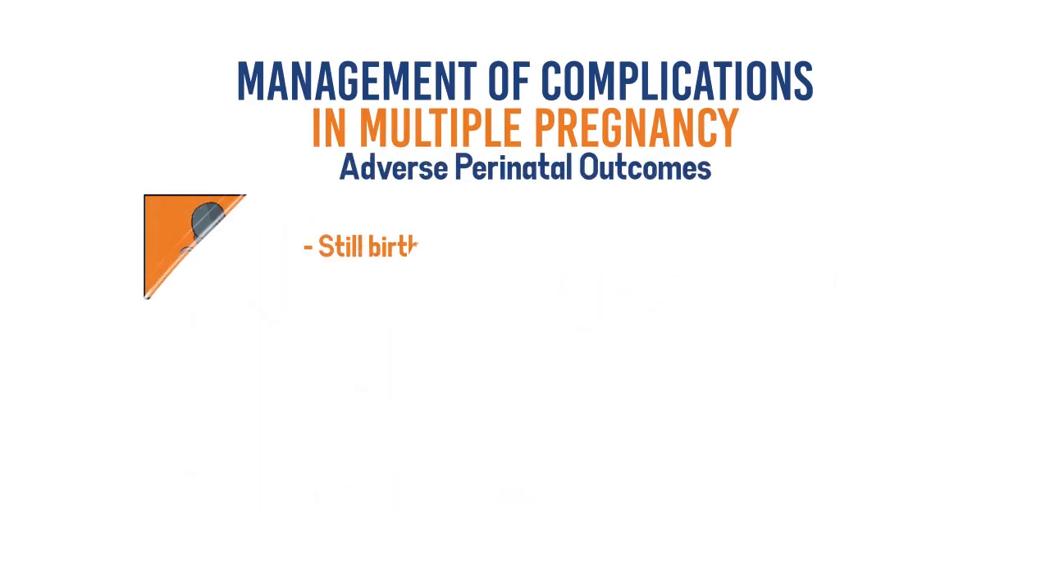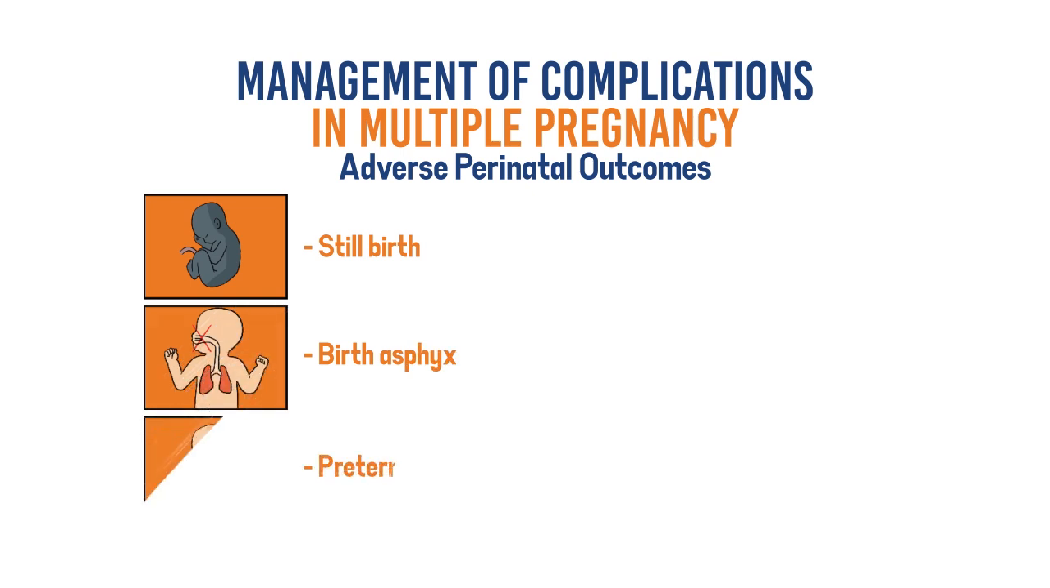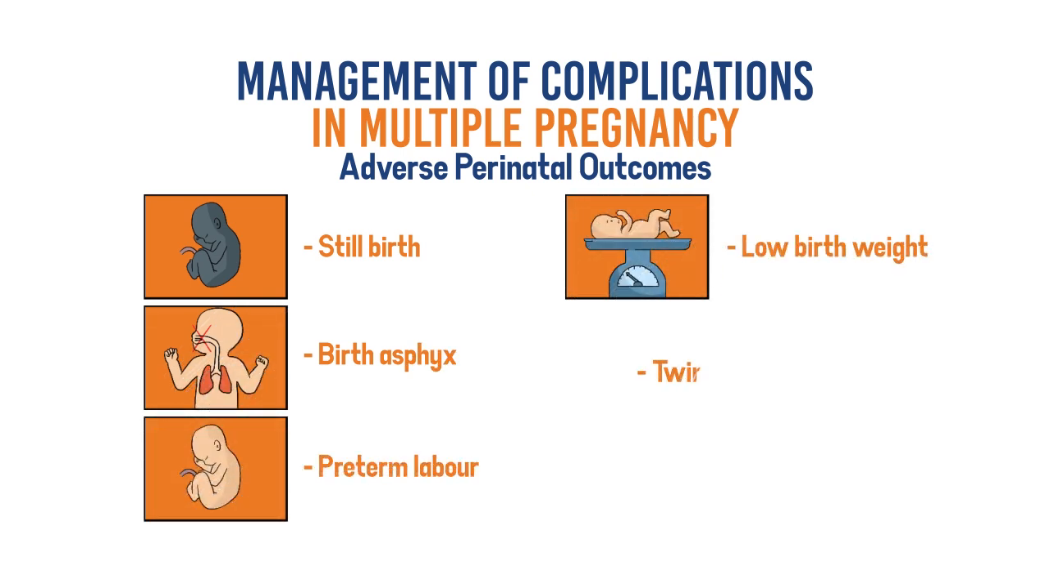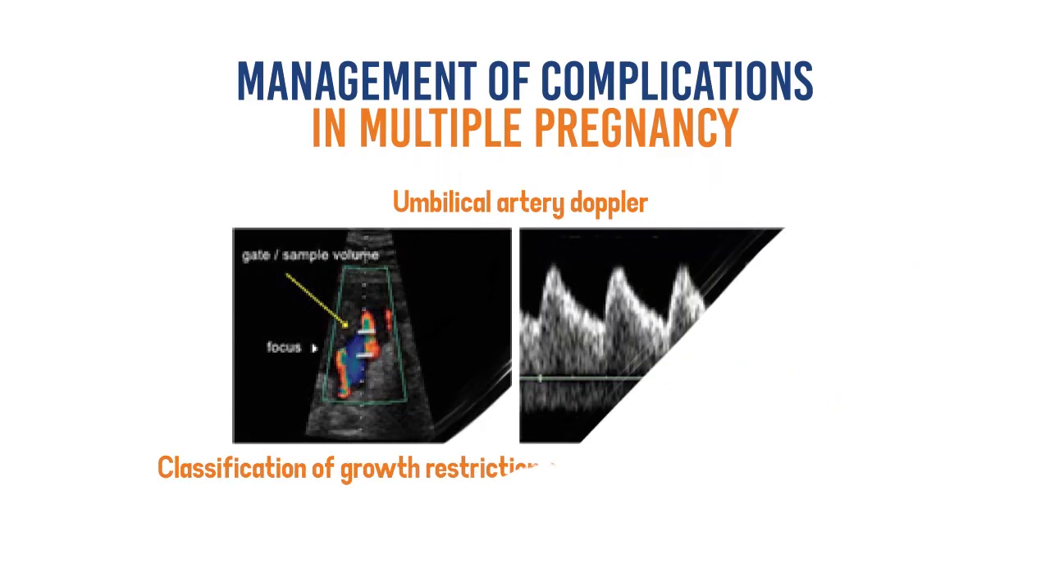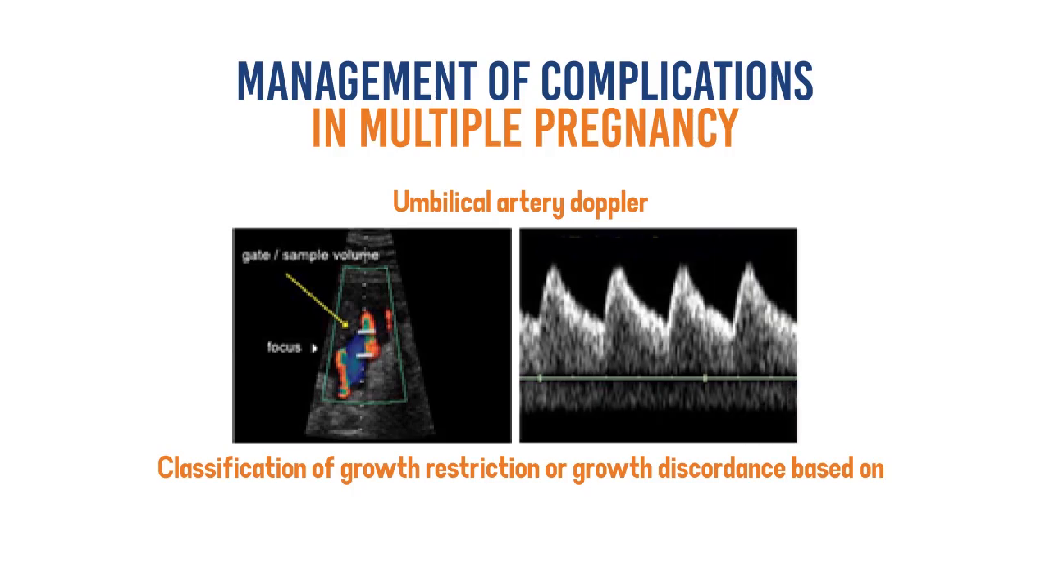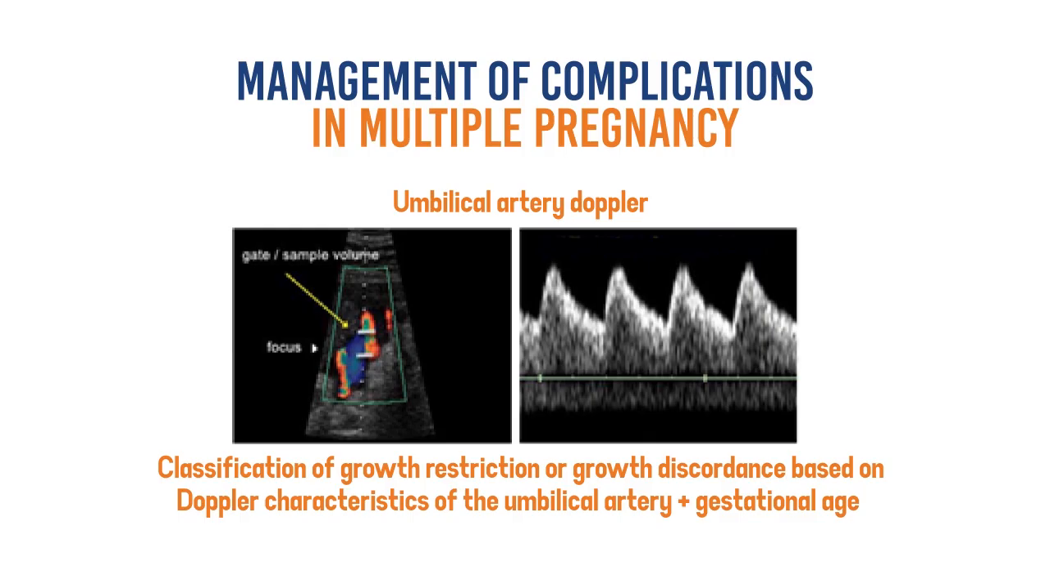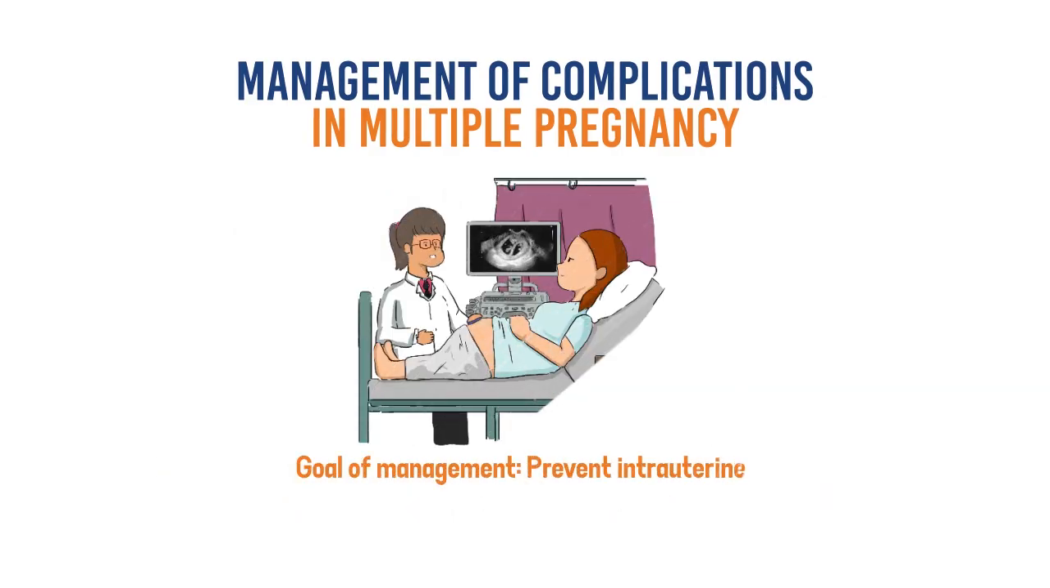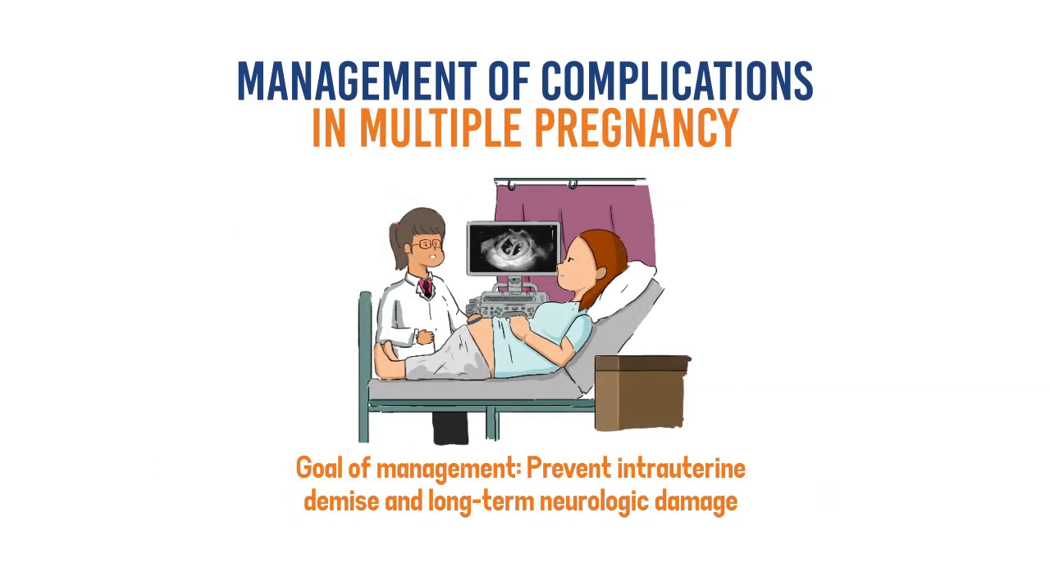Growth discordancy increases the risk for adverse perinatal outcomes, and the possibility of twin-to-twin transfusion syndrome needs to be ruled out. Classification of growth restriction or growth discordance can be based on Doppler characteristics of the umbilical artery in addition to the gestational age at first presentation. The goal of management is to prevent intrauterine demise and long-term neurologic damage.